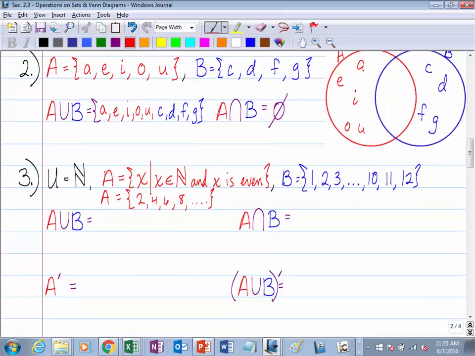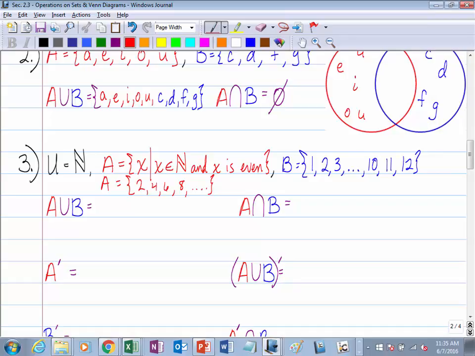Alright, so if we did the union of these two, we would have to start with 1 because, and I'm going to try doing them in order, so that'll make a lot more sense. So start with 1 because B has 1 in it. And then they both have 2. And then B has 3. And they both have 4. And then, because of B, we're going to have 5, 6, 7, 8, 9, 10, 11, and 12. Alright. And then, after that, we're just going to have the even numbers from A. So then we're just going to have like 14, 16, 18, like that.